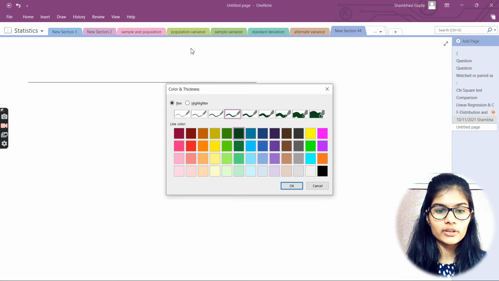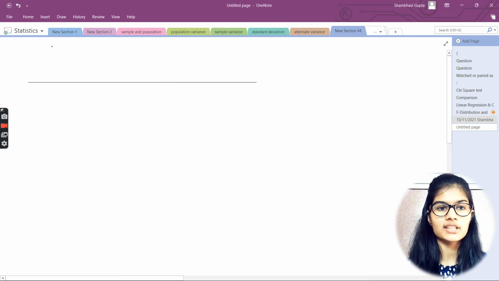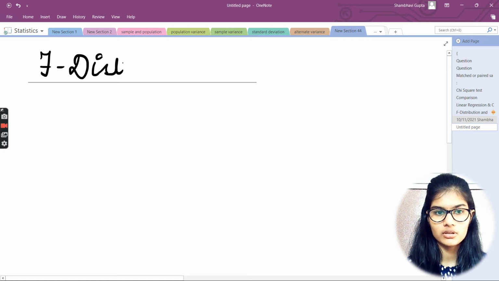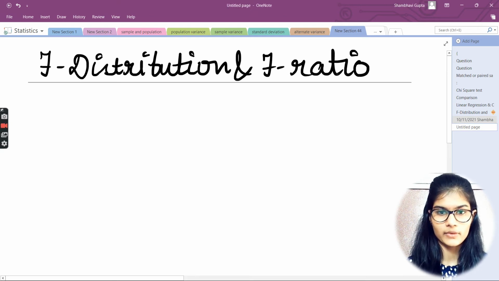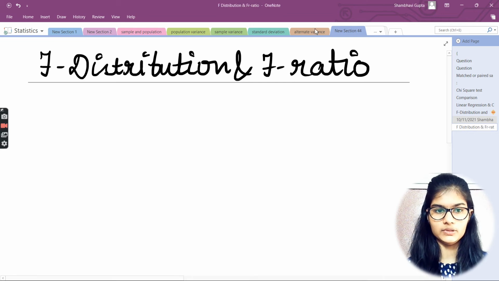So now we're going to learn about the F distribution and the F ratio. Let me quickly put on the heading, the F distribution. Here goes the distribution, here goes the F, and here is the ratio. This is what we are going to learn today regarding the F distribution and the F ratio.